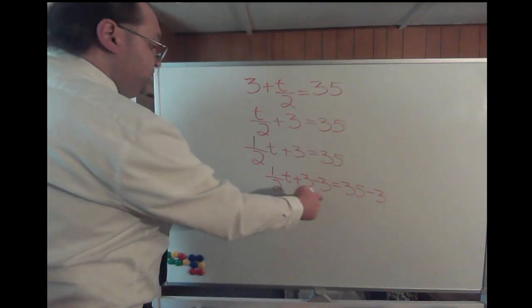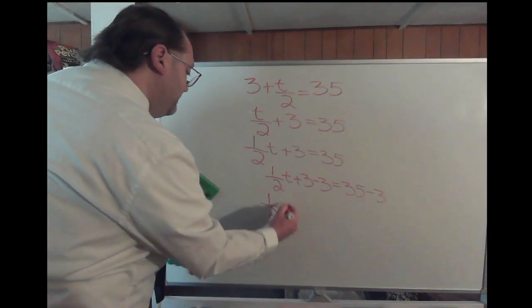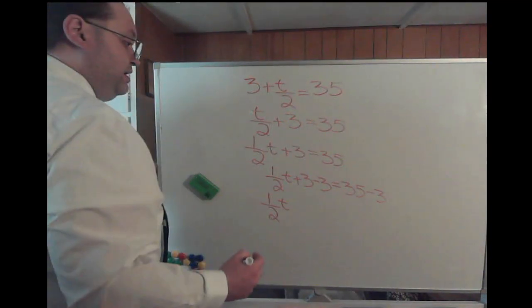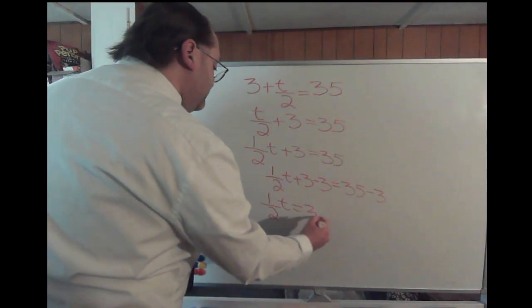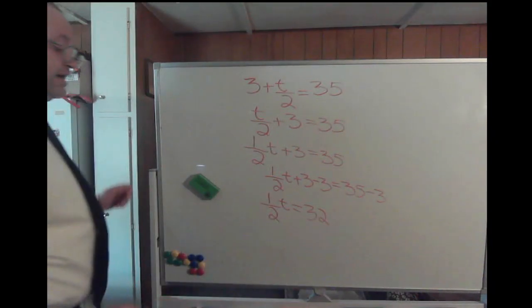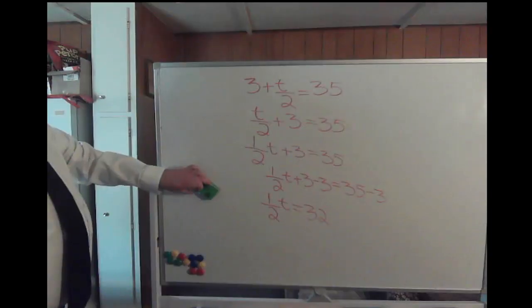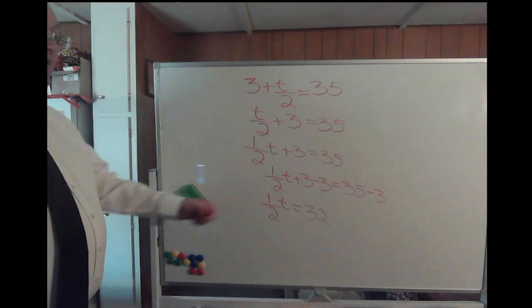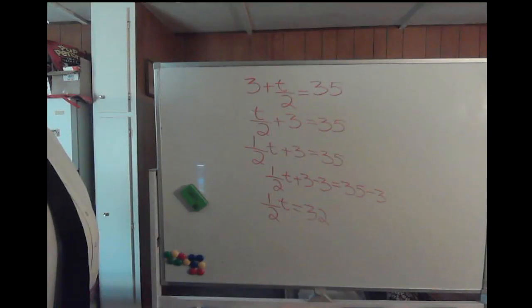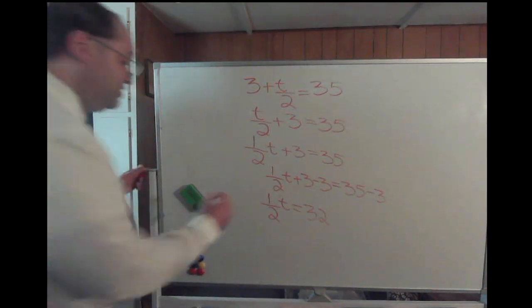So 3 minus 3 is 0. You'll just be left with 1/2 t by itself. That'll equal, what's 35 minus 3? That's 32. So now we got 1/2 t equals 32. So we have times 1/2 t. In order to get rid of that 1/2 and make t by itself, we need to multiply by the reciprocal. The reciprocal of 1/2 is 2.